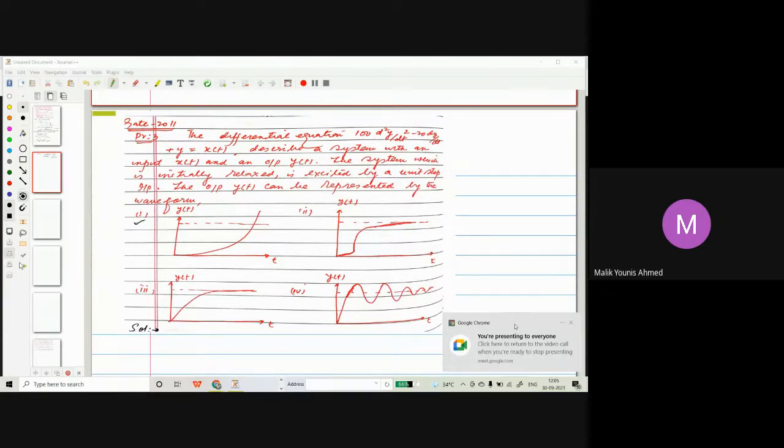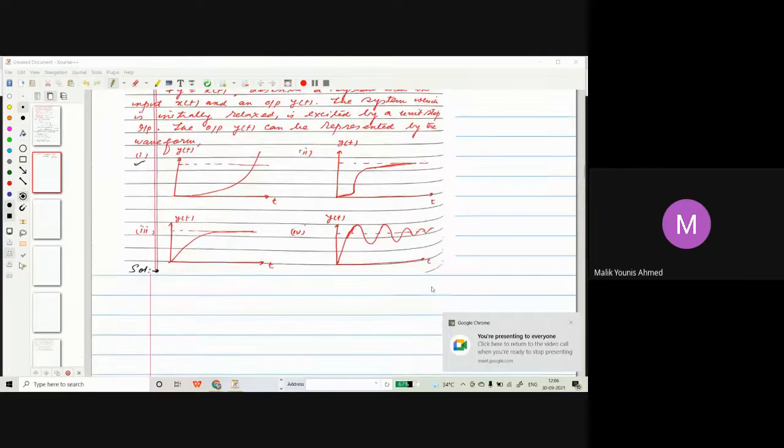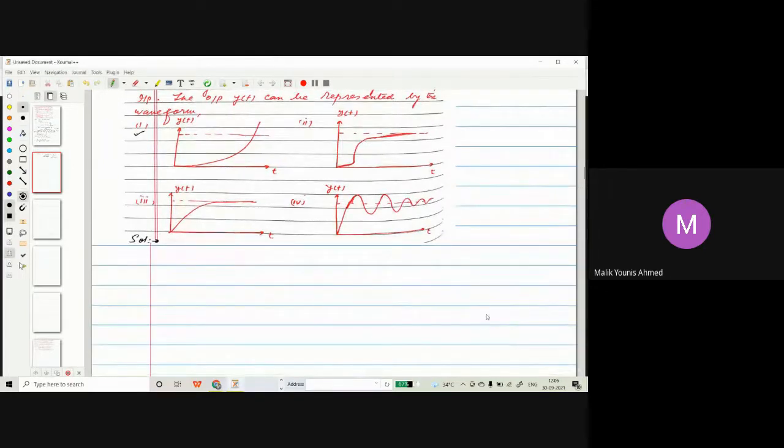The differential equation is given. Describe a system with an input x of t and output y of t. It's a time domain system. The system, which is initially relaxed, is excited by a unit step input. The output y of t can be represented by which of the graphs? You cannot tell the graphs directly. You have to solve it. What should be the approach, from where can we get it? This is a slightly typical question, but you can solve it. Rutba, roll number 27.